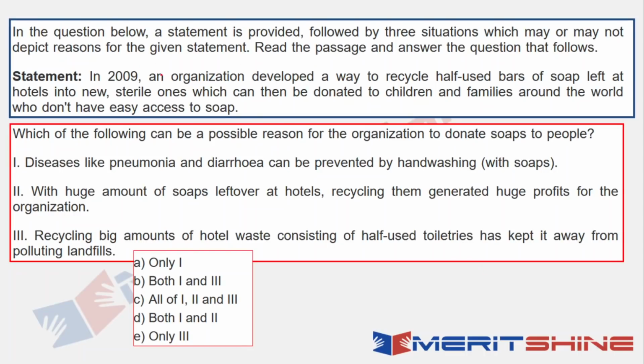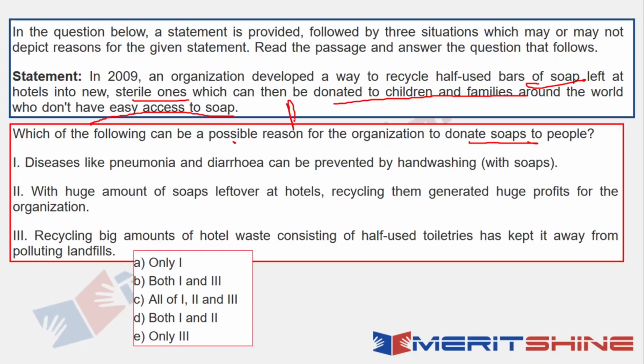Do this question. Done? In the question below, a statement is provided followed by three situations which may or may not depict the reason for the given statement. Read the passage and answer the question that follows. In 2009, an organization developed a way to recycle half-used bars of soap left at hotels into new sterile ones, which can then be donated to children and families around the world who don't have easy access to soap. Which of the following can be a possible reason for the organization to donate soap to people?